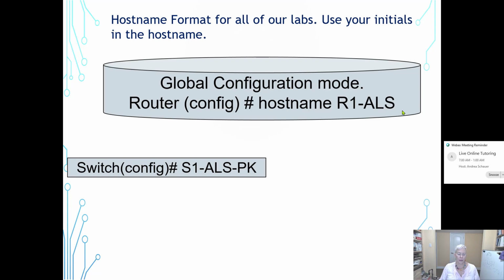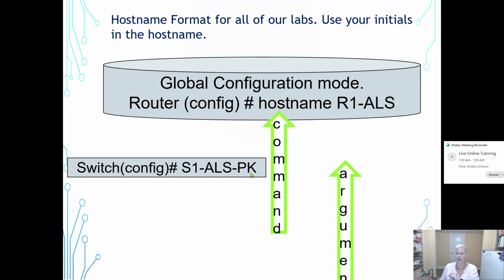Here's an example. If I were working in a team with somebody, because sometimes you might end up doing a lab with another person, then what I would do is I would give it a name, S1, that stands for switch 1, hyphen ALS, and then PK for the initials of whoever my lab partner is. Here's our command, and R1ALS. Is that an argument or is that a keyword? It is an argument because it's changeable.